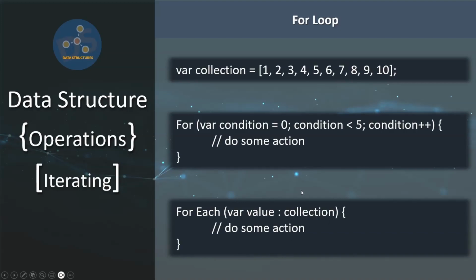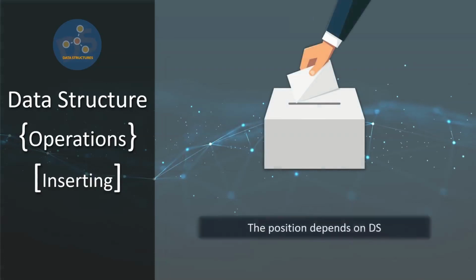Now we get into another operation. We spoke about the iterating operation. We will speak now about inserting. Inserting depends on the data structure. How you insert a value into the data structure, you check. For some, like a map, you insert by key; arrays and lists you insert by index.